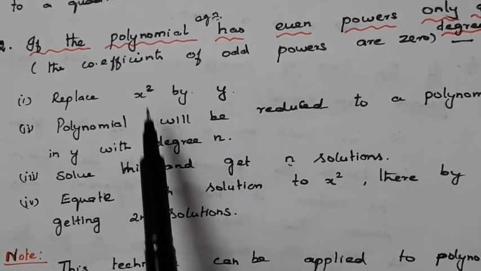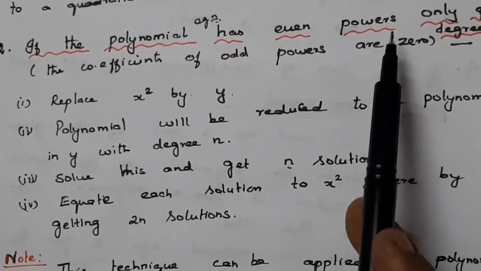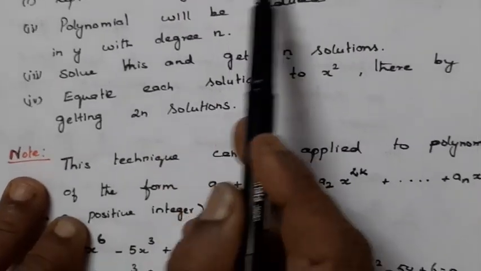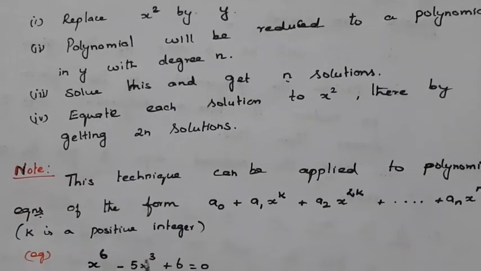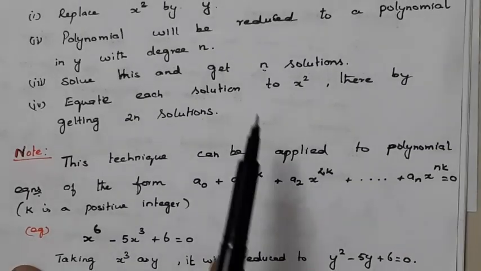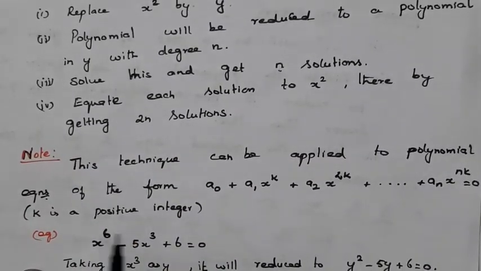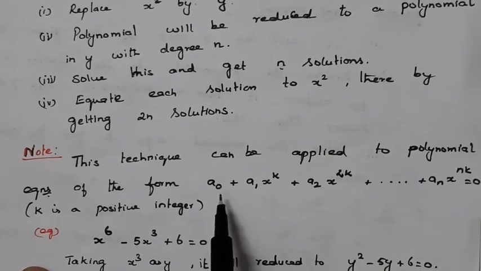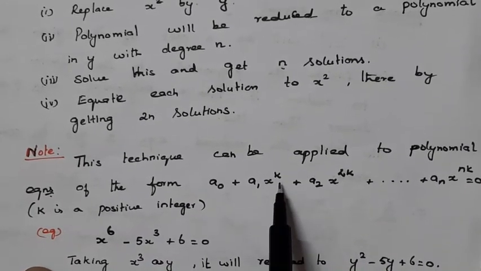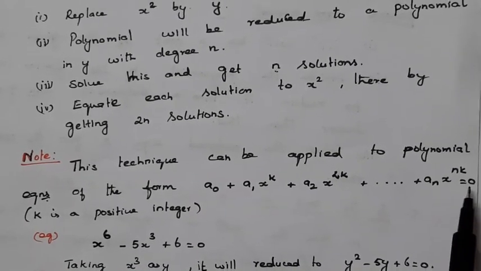So, this will be the technique to solve the equation if it has only even powers. This technique can also be applied not only to polynomial equations having even powers, but also to polynomial equations of the form a0 plus a1 x power k plus a2 x power 2k plus etc. an x power nk equal to 0.